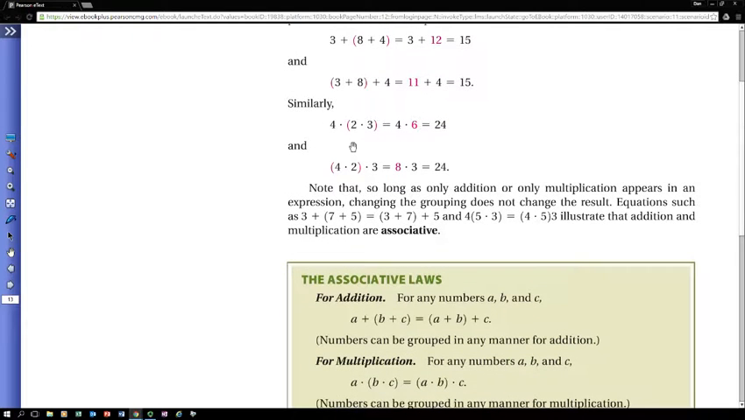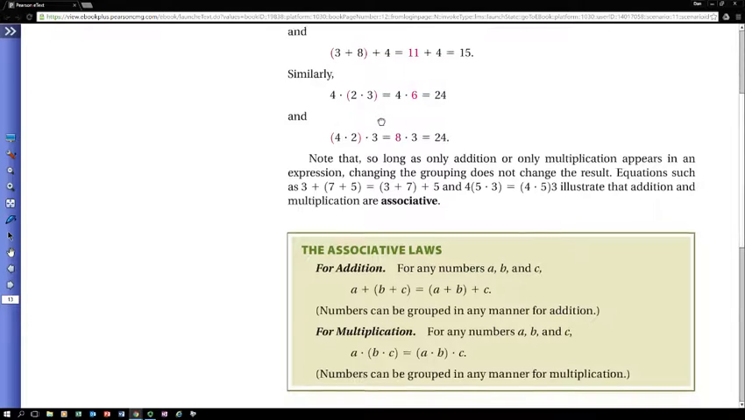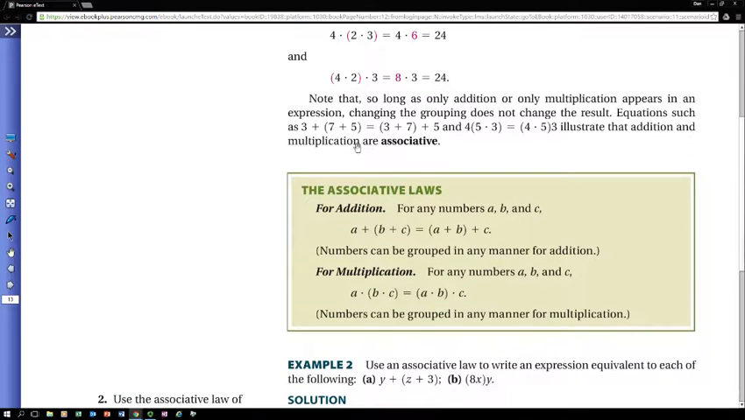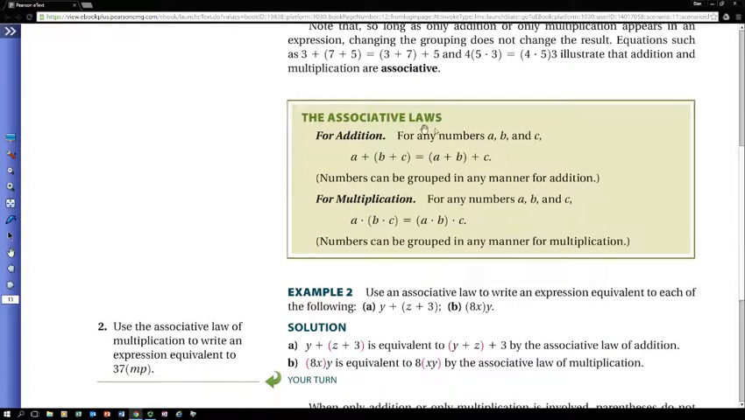And then they show this same idea of changing the grouping symbols for multiplication, and you end up with the same result. And that is a pretty good illustration of what the associative law does. So the associative law, here they show it with any numbers A, B, and C. These are variables, which means I could write these variables to represent any numbers.